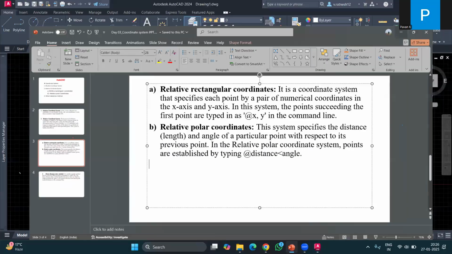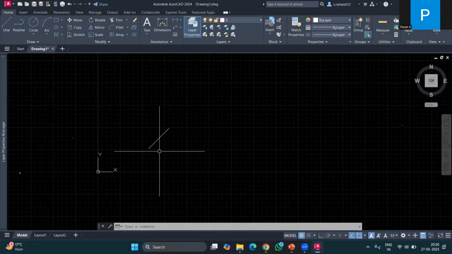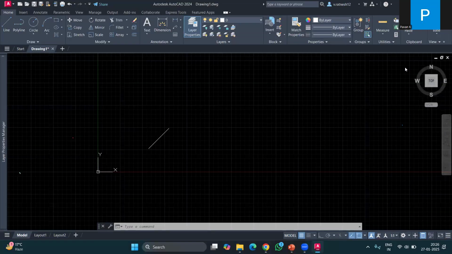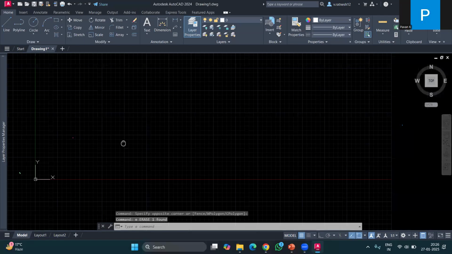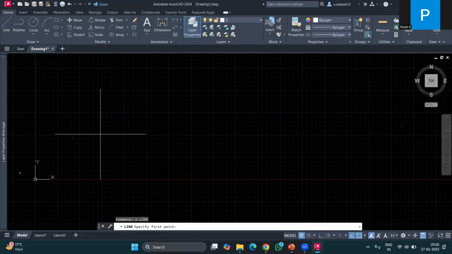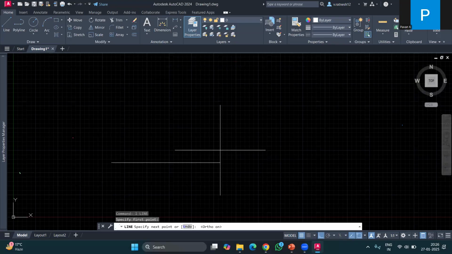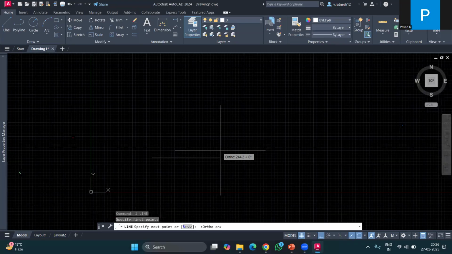Okay, so this was the polar coordinate system, and the last one is the direct distance method. In this method, most of the time we use our ortho system. Ortho will be on and you will just provide the value and go. L, you put your cursor wherever you want to create your geometry, like here, and ortho will be off, F8. Okay, so it will just consider the direction of your cursor.